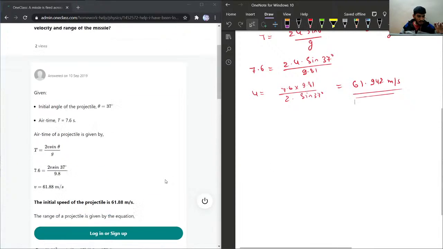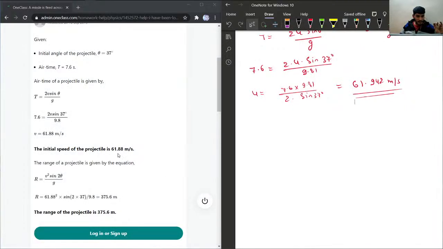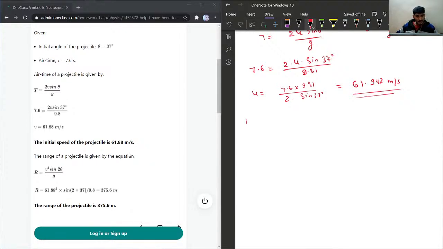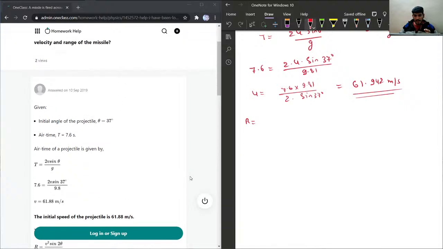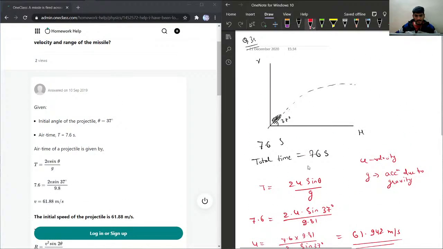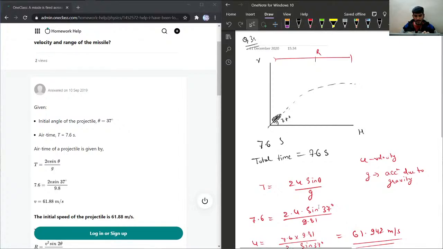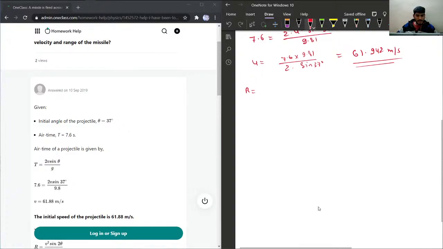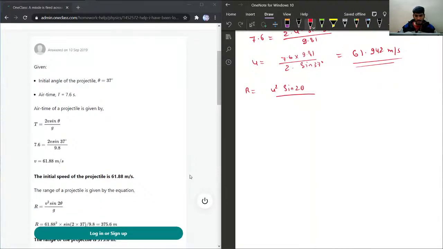So let's check the velocity. This is 61.88. Okay. So here they have taken the acceleration due to gravity as 9.8. I have taken 9.81. So it can vary in the decimal places. Now for range. So range is nothing but the distance traveled in x direction. So this is the range. So for range, we have the formula as u square sine 2 theta over, it was 2g or g, yeah, it was g.